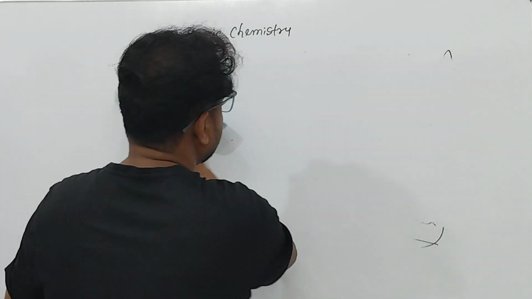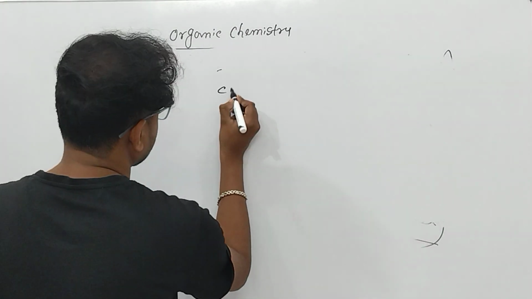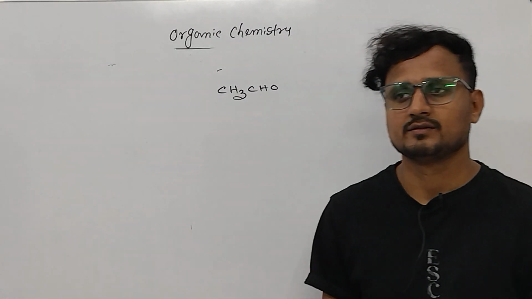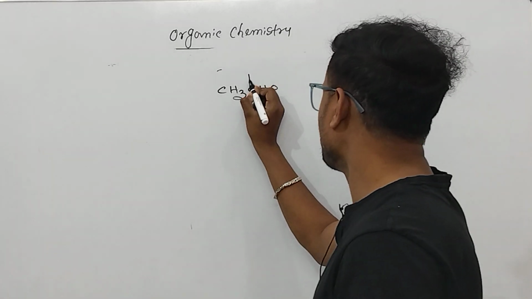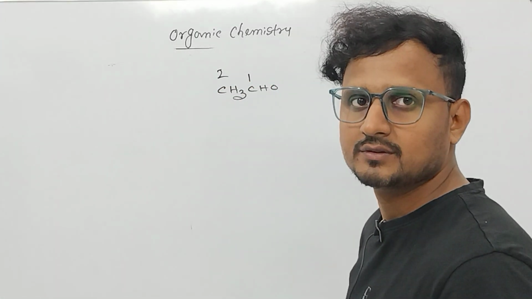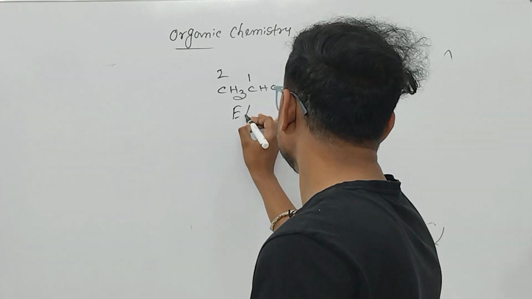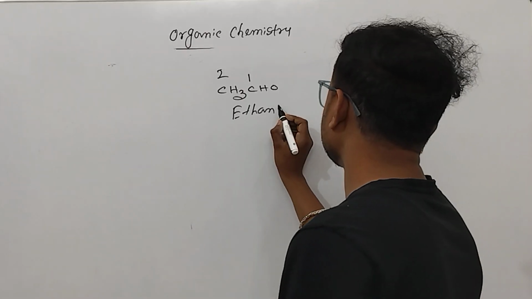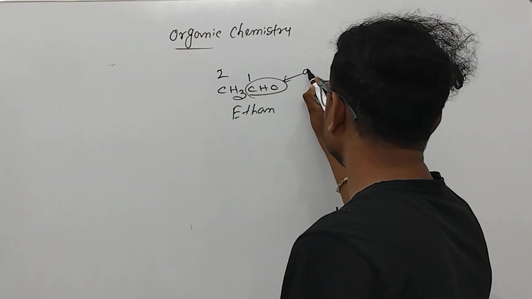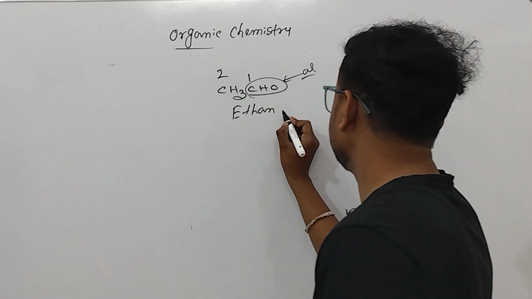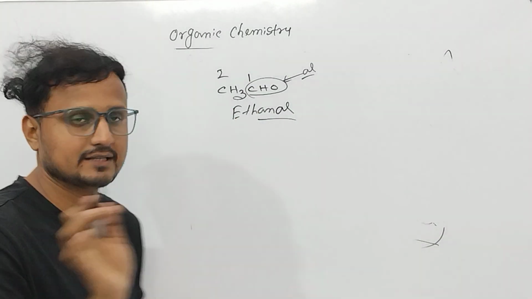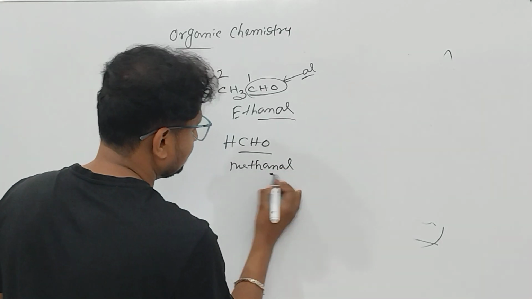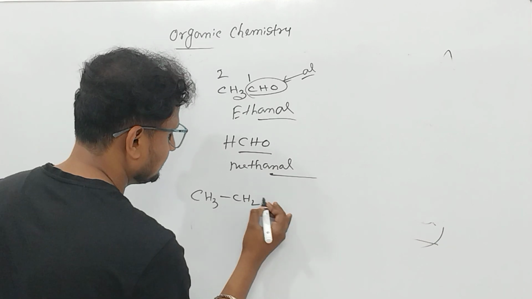Let us consider some aldehyde groups. Suppose this is given: CH3CHO. This is number 1 carbon, number 2 carbon. How many carbons are there? 2 carbons. So ethan, right? And this CHO means al. CHO means al. So it is nothing but ethanal. CH3CHO is ethanal. HCHO is methanal. They can give you this kind of thing.